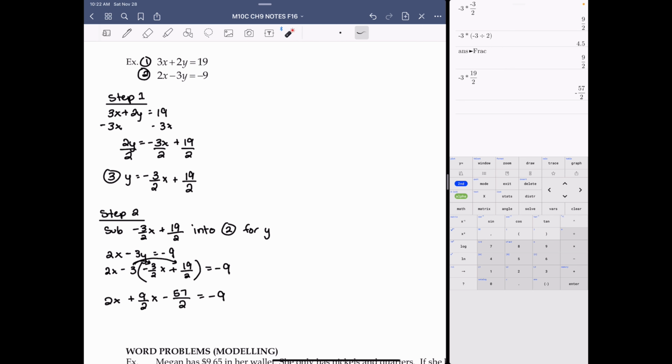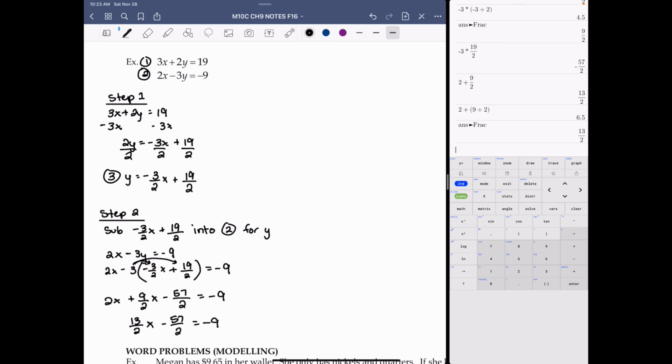We want to combine like terms. We have 2x and 9 over 2x. We can just use our calculator. 2 plus fraction 9 over 2, and we get 13 over 2x, minus 57 over 2 equals negative 9. If you can't enter fractions on your calculator, do 2 plus bracket 9 divide 2, and then change it to a fraction, 13 over 2.